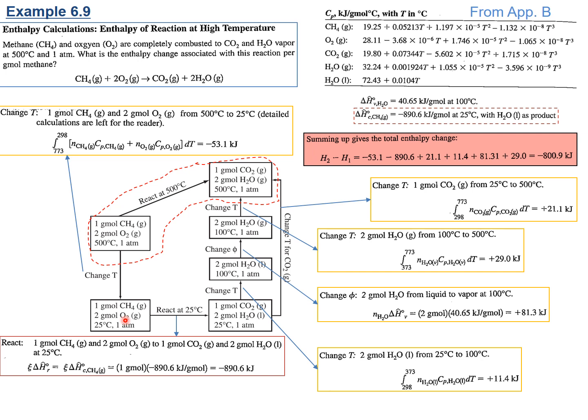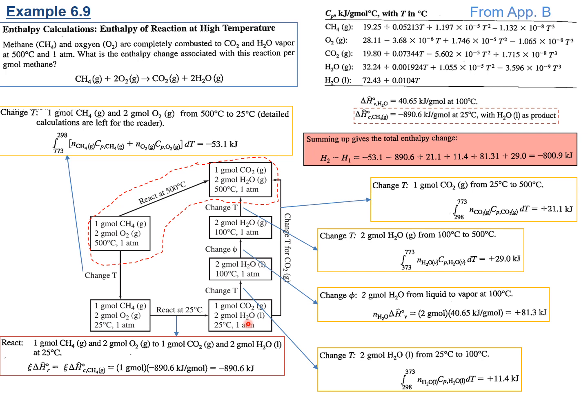Then let's make some reaction at 25 Celsius degree. So finally we have CO2 gas and H2O liquid at 25 Celsius degree and 1 atmospheric pressure. H2O liquid comes from here. I'd like to use this value, so the final product of the CH4 combustion at 25 Celsius degree should include liquid phase H2O instead of gas phase H2O. So here is the liquid phase.